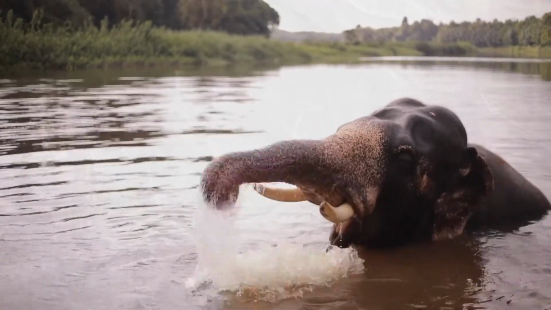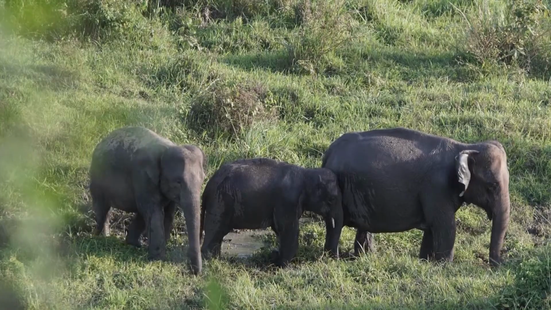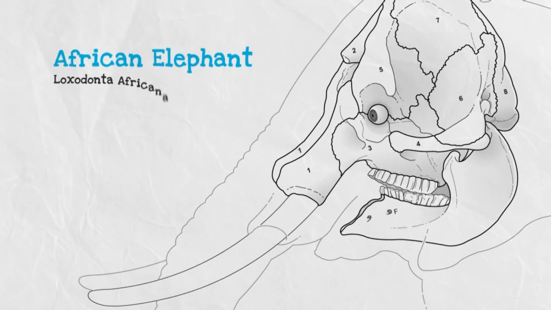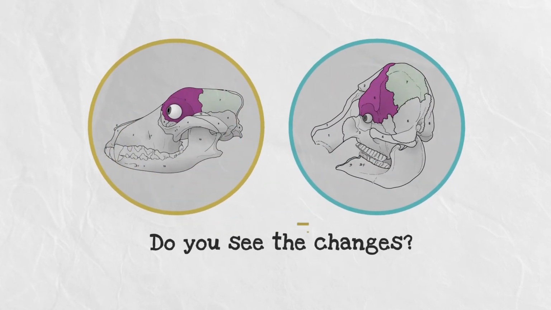These same bones can be found in other animals. Let's look at them to see how each animal has adapted these bones to fit their needs. Looking at the bones that make up the brain case of the elephant, we can see that they have changed their shape in order to provide a much taller box for the skull. These changes help to support the elephant's massive trunk. Do you see the changes in the bones compared to the dog?